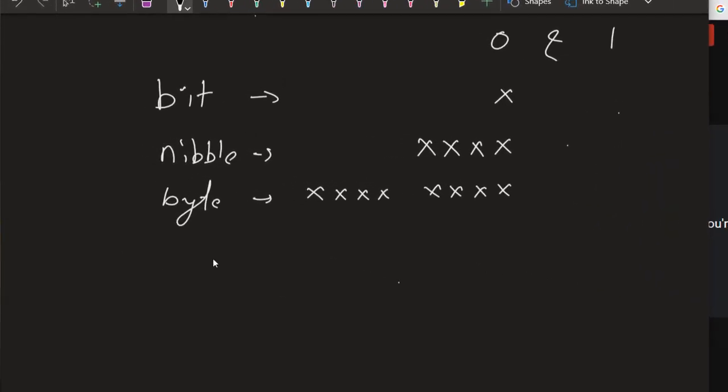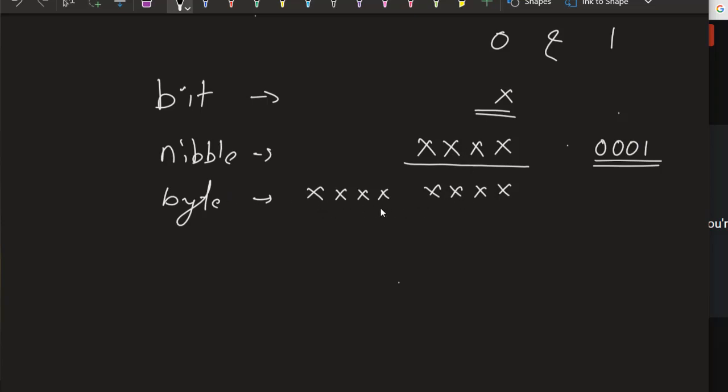So a bit is represented by one single digit. There is something called a nibble, and a nibble is represented by 4 different bits altogether. For example, if I want to write down 1 in binary, I will put 3 zeros and then 1. So this is called one nibble. There is something called a byte, and a byte consists of 8 different bits. So this is a representation of 1 byte.